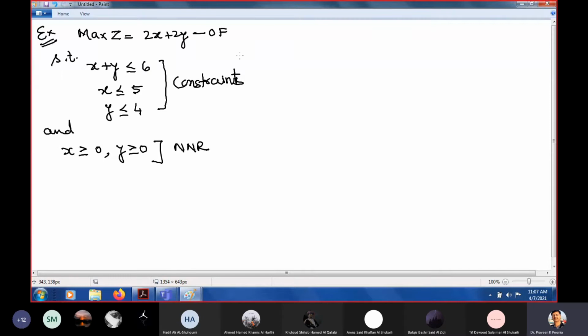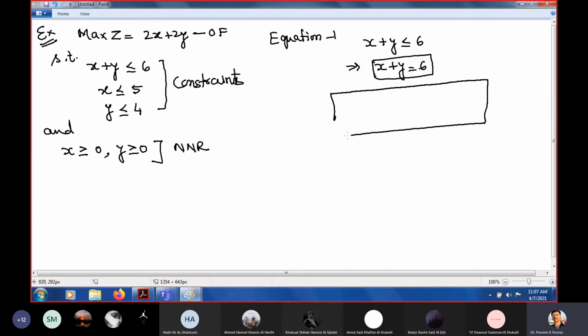Now, step number 1, solve equation 1. Find the value of x and y. If you solve equation 1, the equation is x plus y less than or equal to 6. So what were we doing? Changing it into equal: x plus y equal to 6. And after writing it in equal form, find the value of x and y.